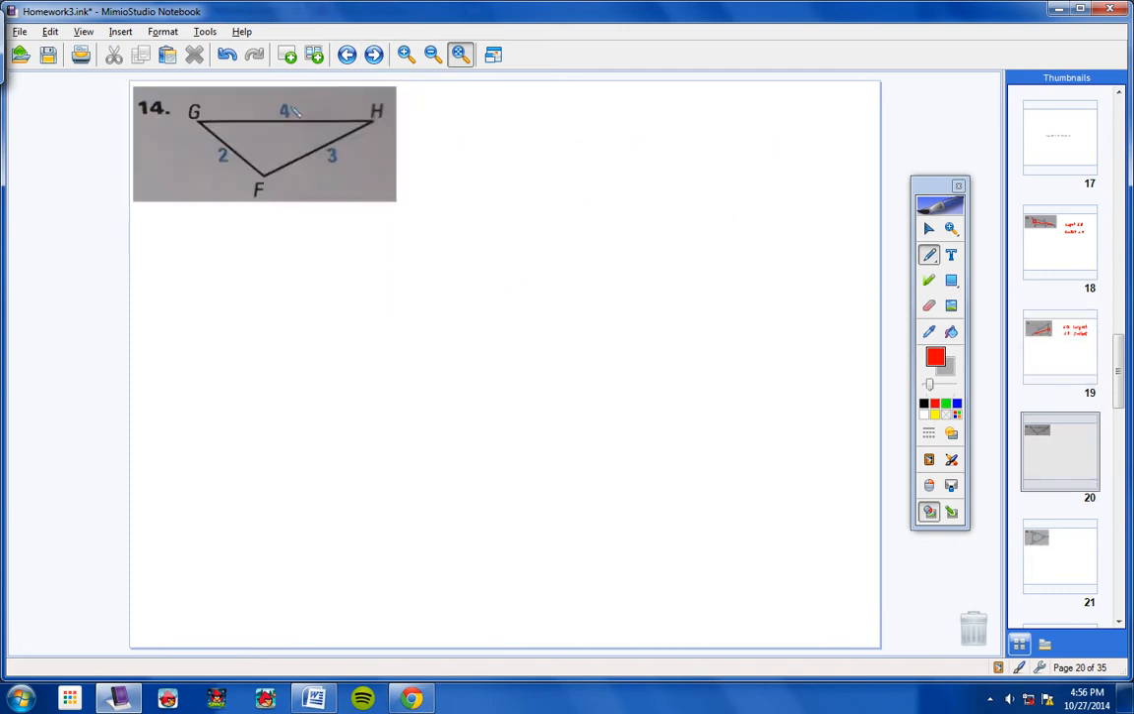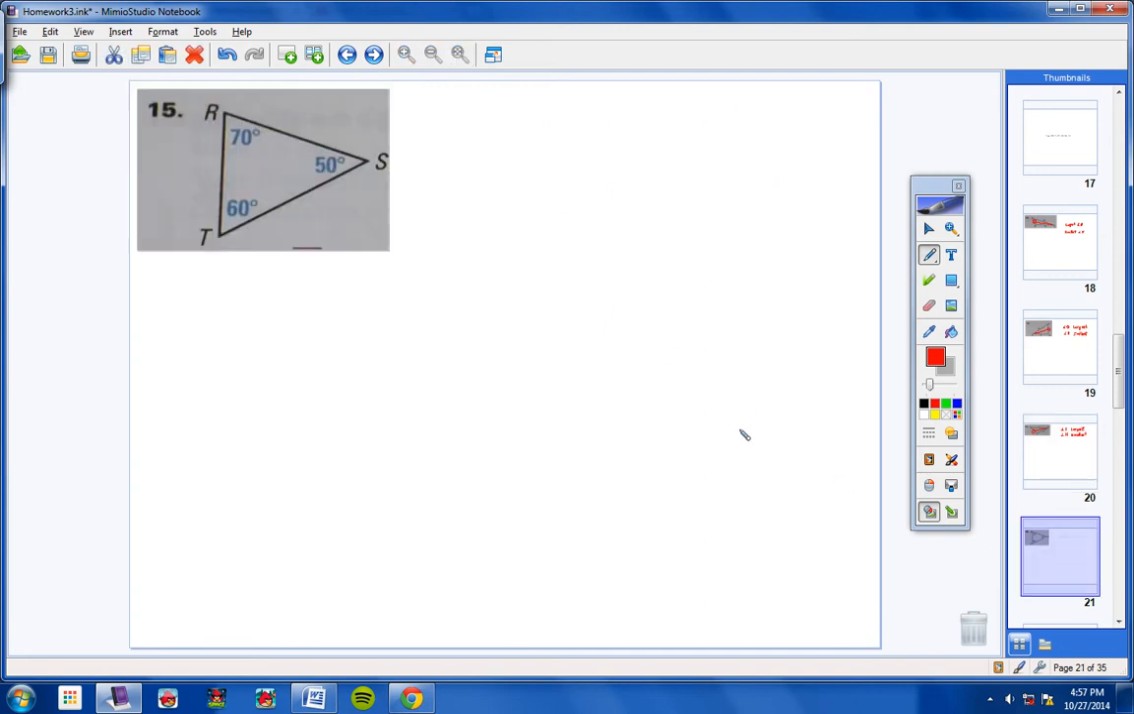Alright, let's circle the longest side, which is 4. Go straight across to F, so F must be the largest angle. Now, let's circle the smallest side, or the shortest side, which is 2. Go straight across the opposite angle, and angle H must be the smallest angle. Okay? So 12, 13, and 14 are pretty simple. We're just finding the smallest angle and the largest angle within each triangle, okay?